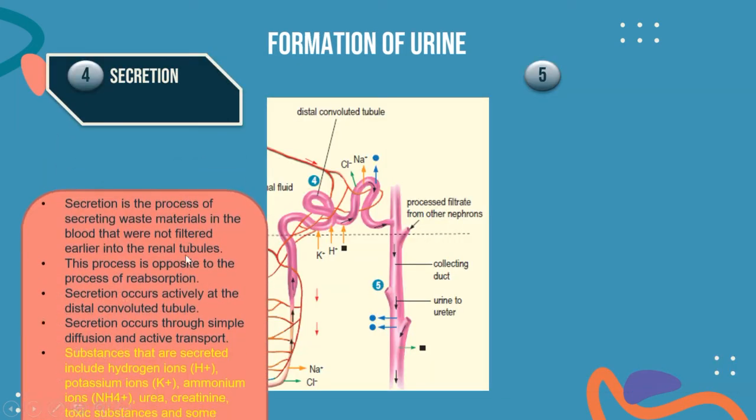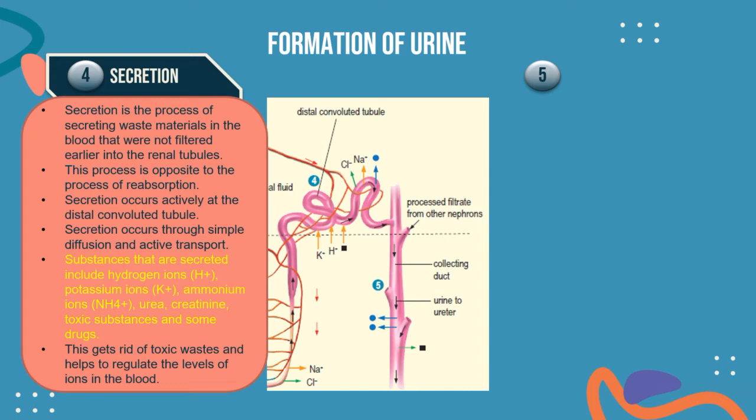Next, the next process is secretion. Secretion is the process of secreting waste material in the blood that was not filtered earlier into the renal tubules. This process is opposite to reabsorption. Secretion occurs actively at the distal convoluted tubule, through simple diffusion and active transport.